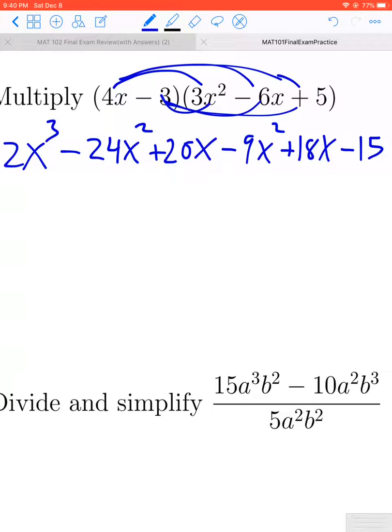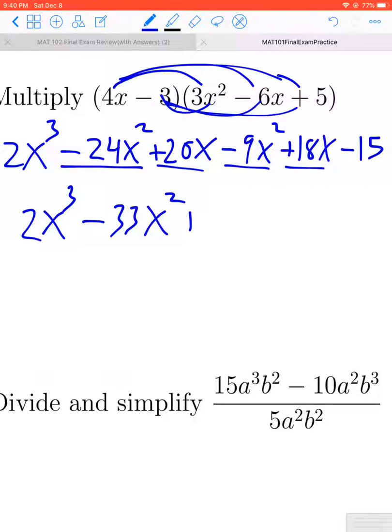Once we distribute, we should try to go ahead and collect our like terms. We have a 2x cubed. The negative 24x squared and the negative 9x squared will combine to give negative 33x squared. The 20x and the 18x will combine to give 38x. And then we just have one constant term of negative 15.